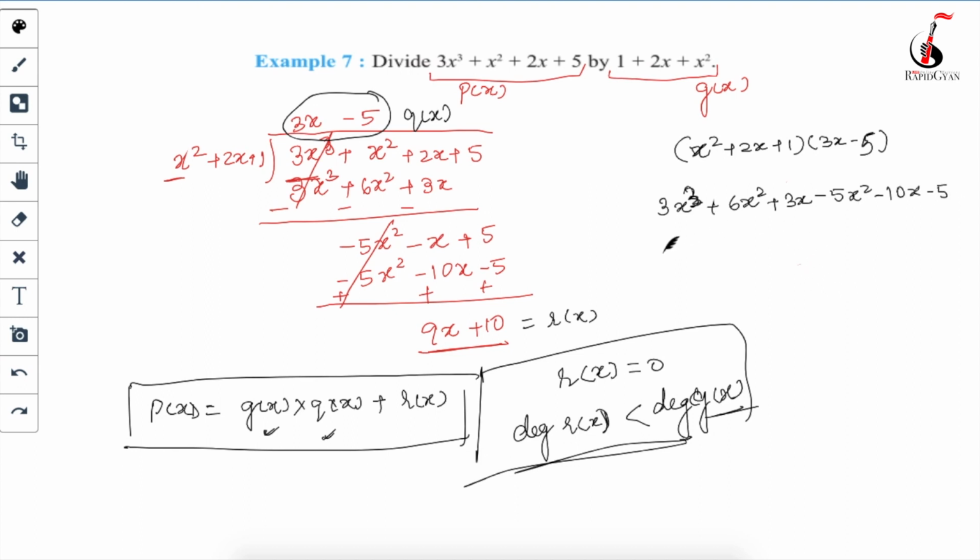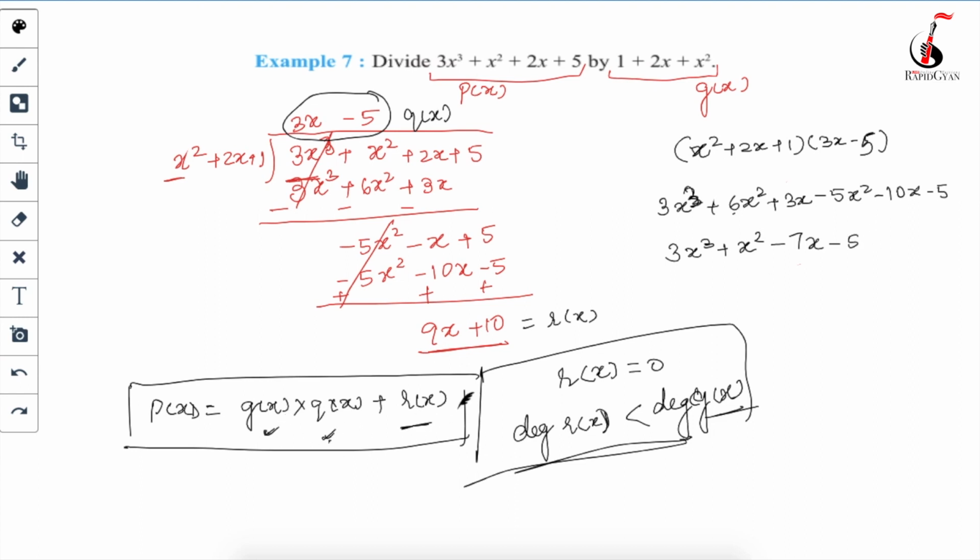Now simplify it. This will be 3x cube, 6x square minus 5x square will be x square, correct? 3x minus 10x will be minus 7x, and then it's minus 5. So you have done g(x) multiplied by q(x).